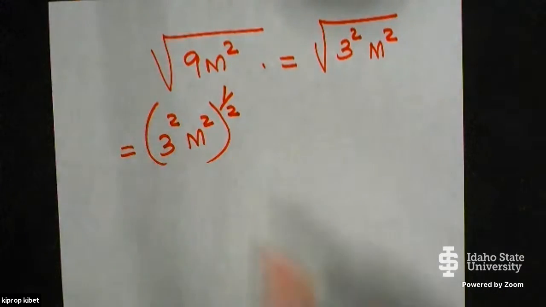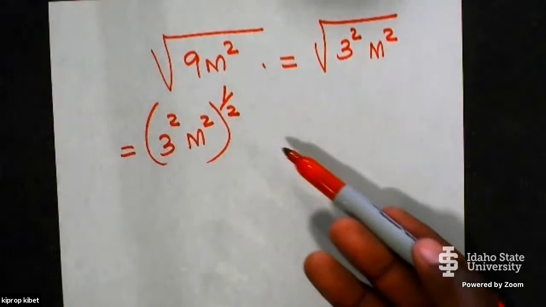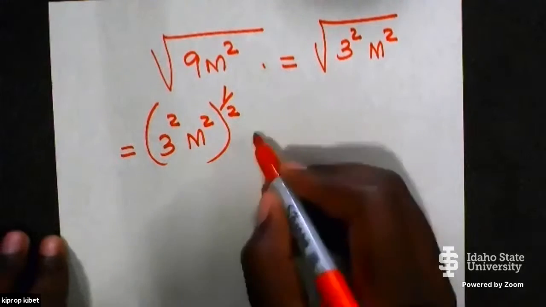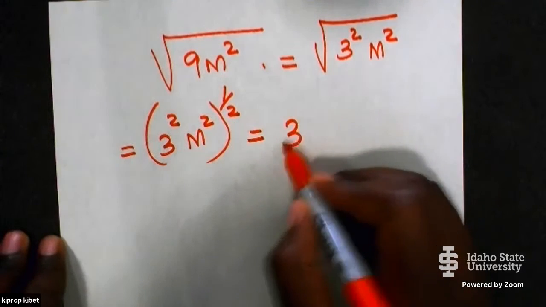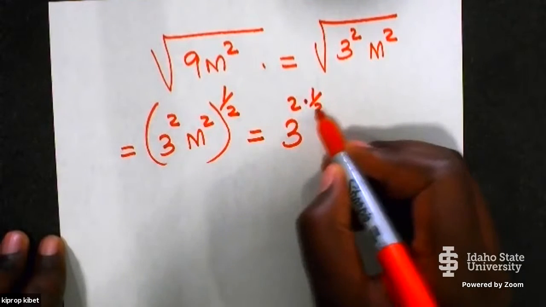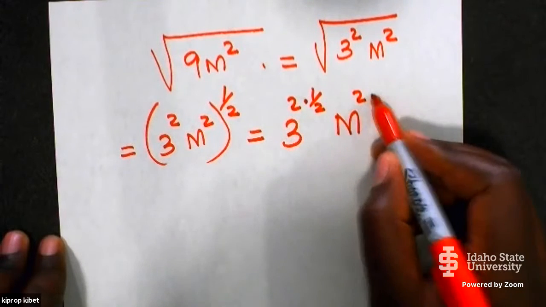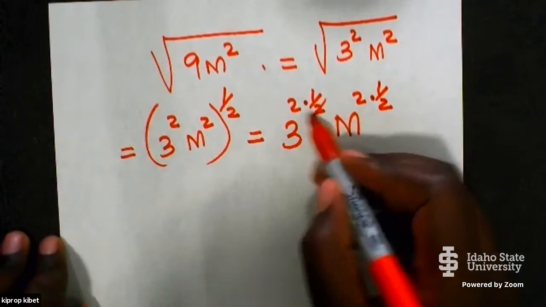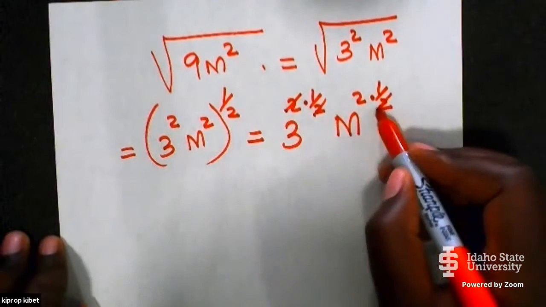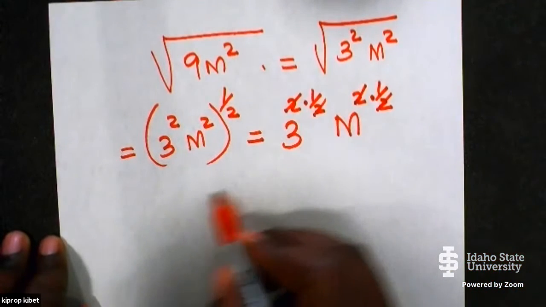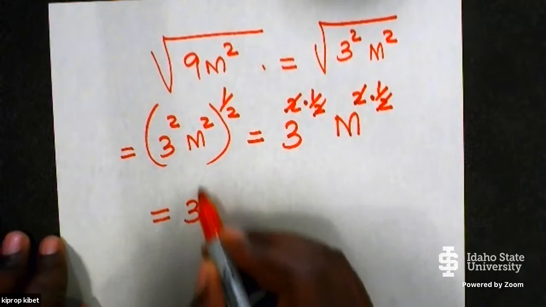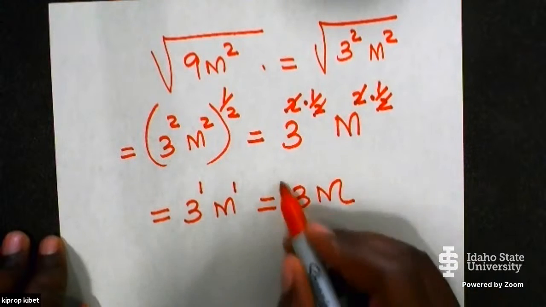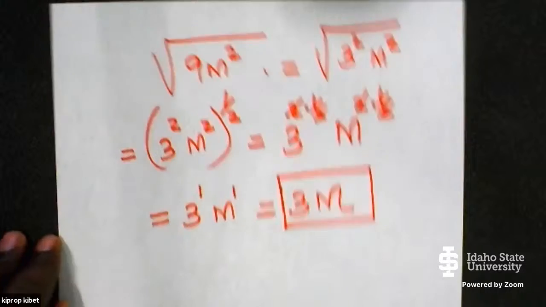So I think we did the distribution of the powers, right? So you distribute those powers. This equals 3 raised to 2 times 1 over 2, and then m raised to 2 times 1 over 2. So this and that will cancel, you get 1. That and that will cancel, you get 1. So finally, our answer will be 3 raised to 1, m raised to 1, which is similar to 3m.